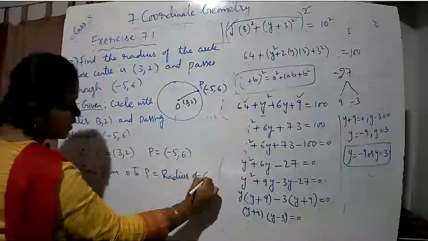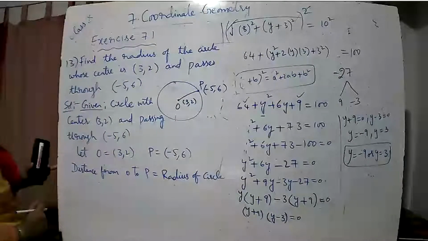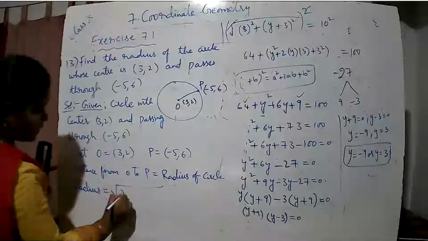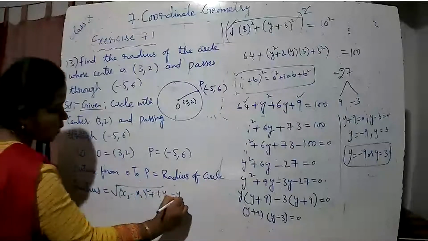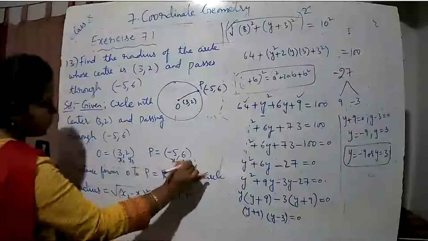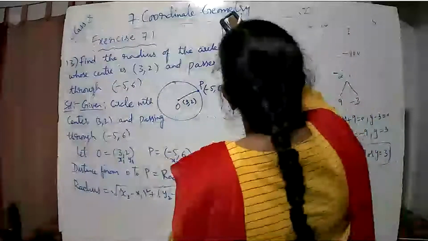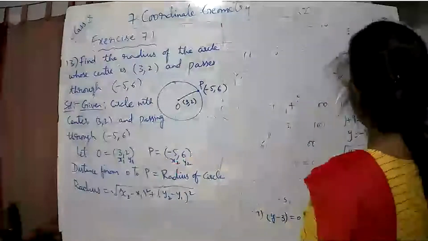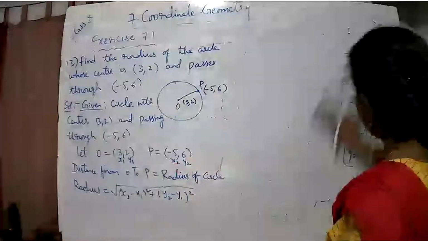Here we have to find the radius of the circle, which means if we find the distance from O to P, then we'll get the radius of the circle. So radius is equal to, apply the distance formula, square root of (x2 minus x1) whole square plus (y2 minus y1) whole square. This is x1, y1 and this is x2, y2. Now in place of x1, y1 and x2, y2, substitute the values and check what you are getting. That gives the radius of the circle.